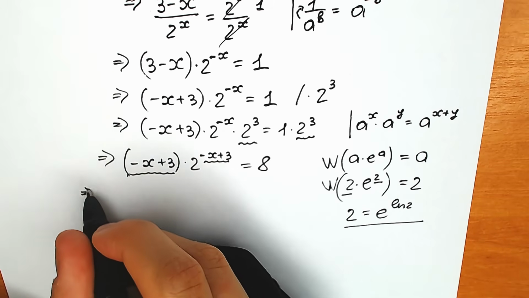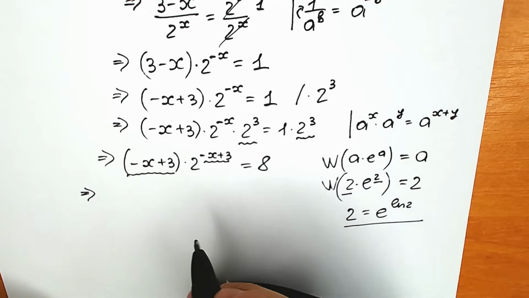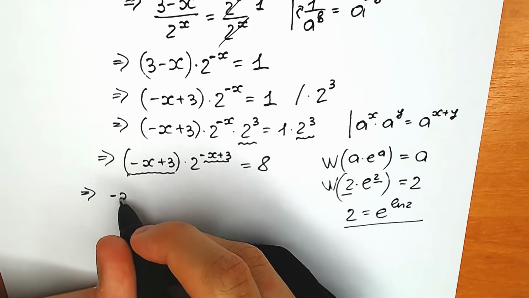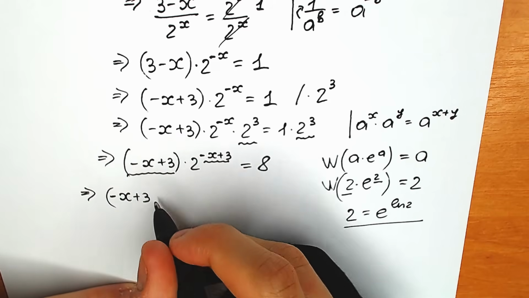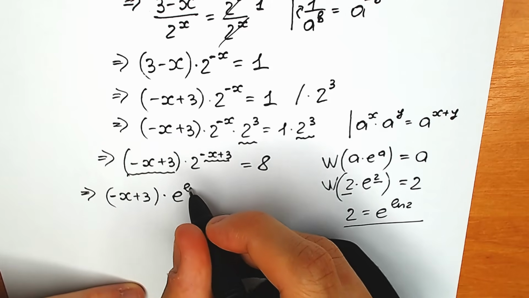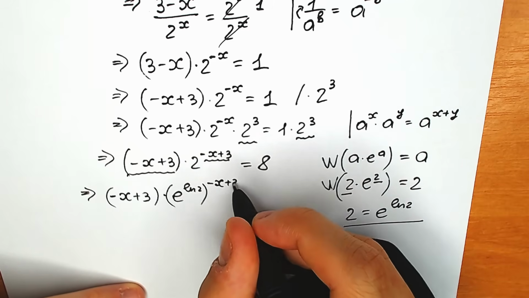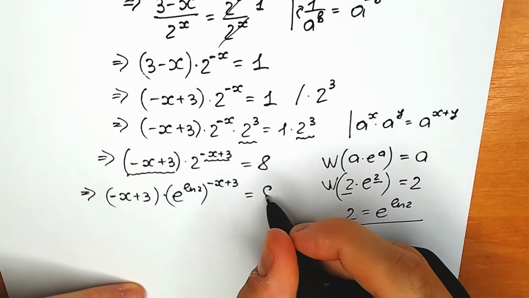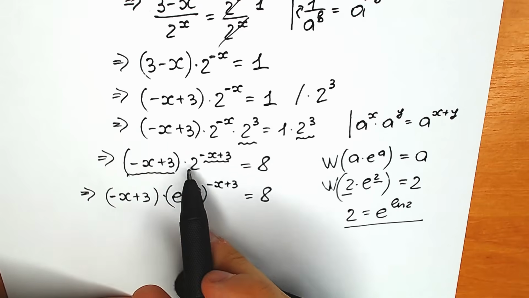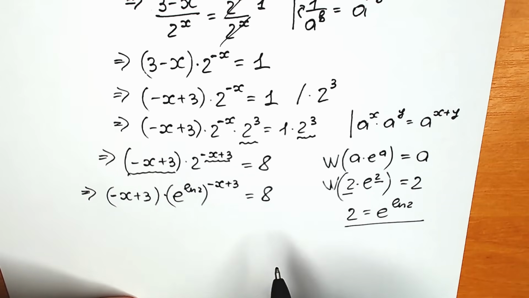So let's see what will happen. Instead of this 2, I just want to write e to the power natural log 2. So we have minus x plus 3 times e to the power natural log 2, and we're going to raise this to the power minus x plus 3 equal to 8. So I just change nothing. Instead of 2, I just write e to the power natural log 2.